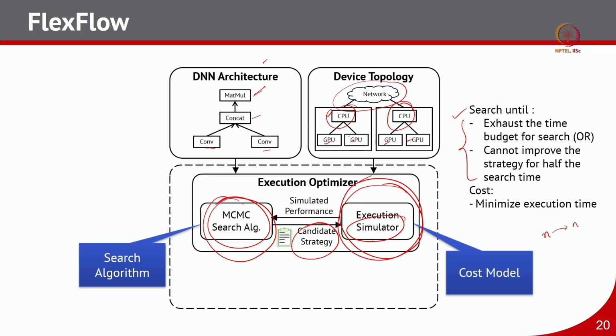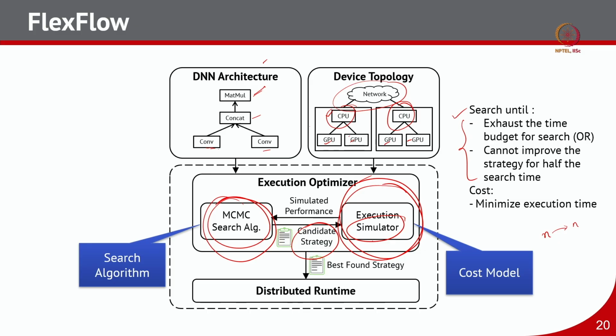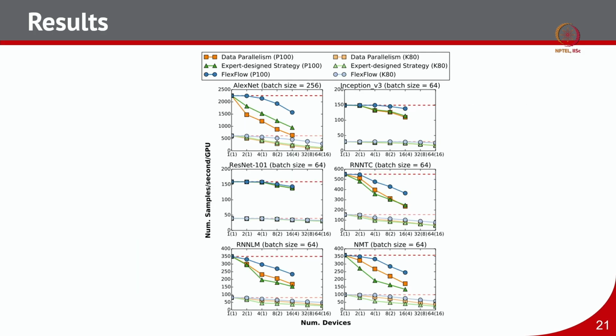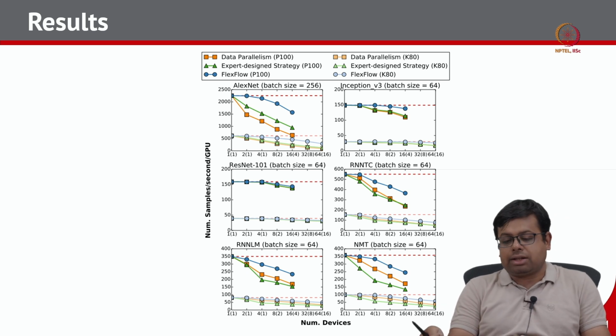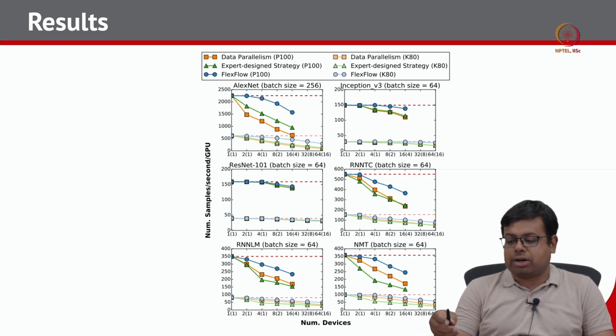The search will be happening till the time limit is reached, or we can see that there is no further improvement in the performance of the strategy. Okay. So, that is FlexFlow for you, and then once we obtain the strategy, that strategy is deployed at the runtime. Okay. Now, let us quickly see the improvement with this particular technique.